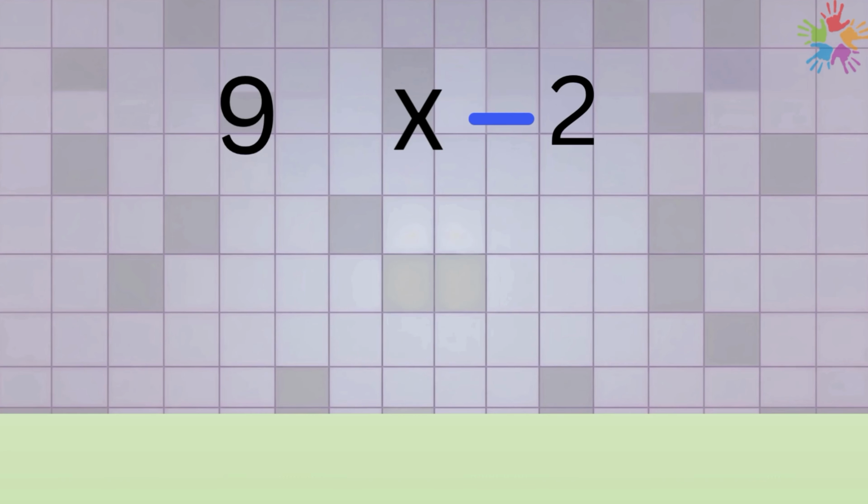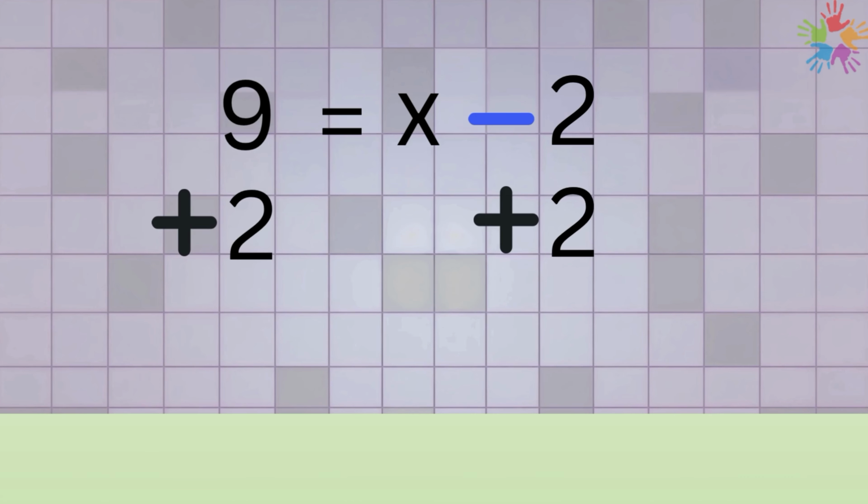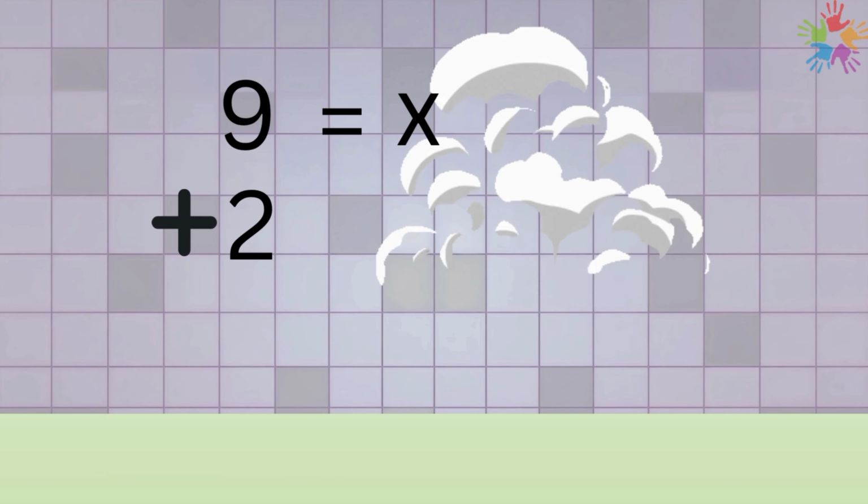Let's recap. Take a moment and breathe. Here's what we now know. When a number is subtracted from a variable, we solve the equation by adding that number to both sides. We keep things fair. We keep things balanced. And slowly, calmly, we let the variable stand on its own.